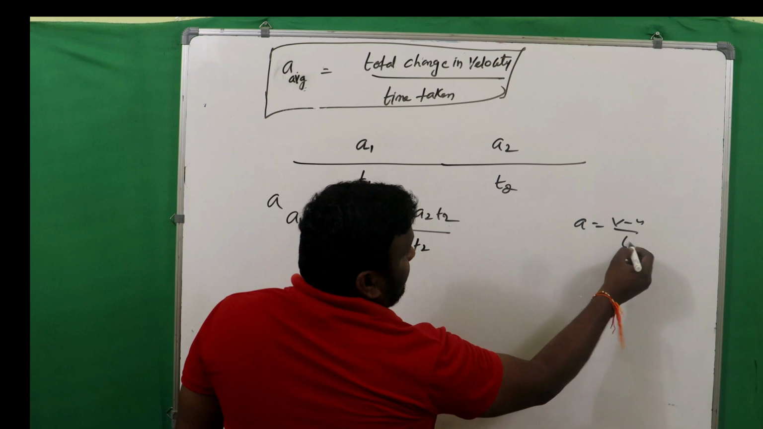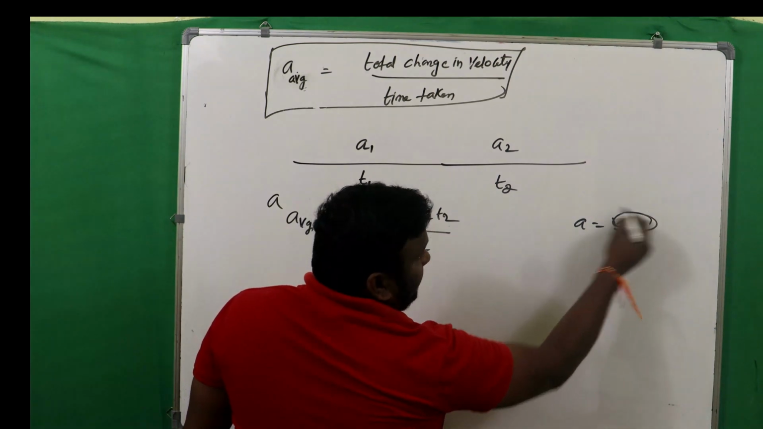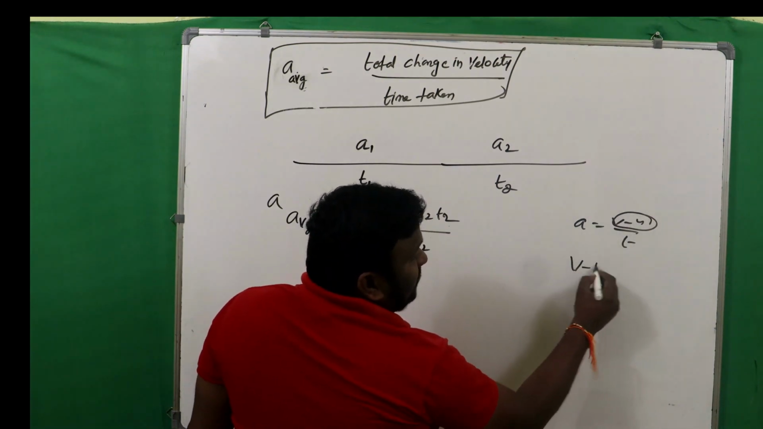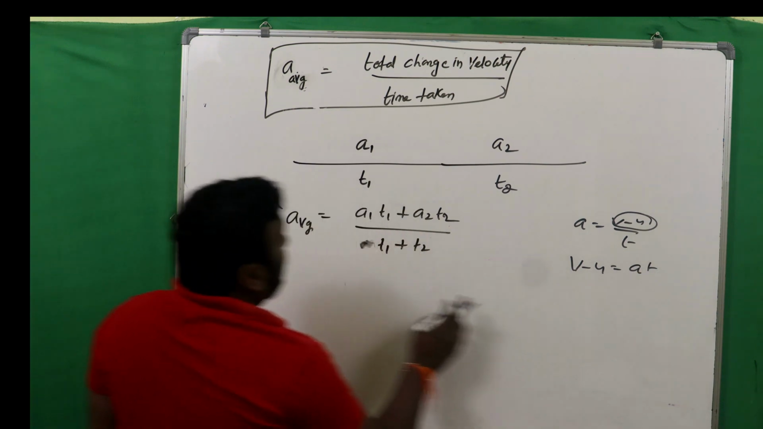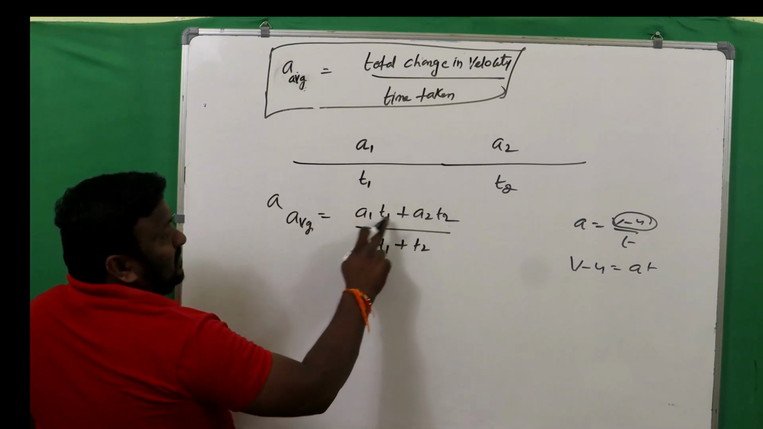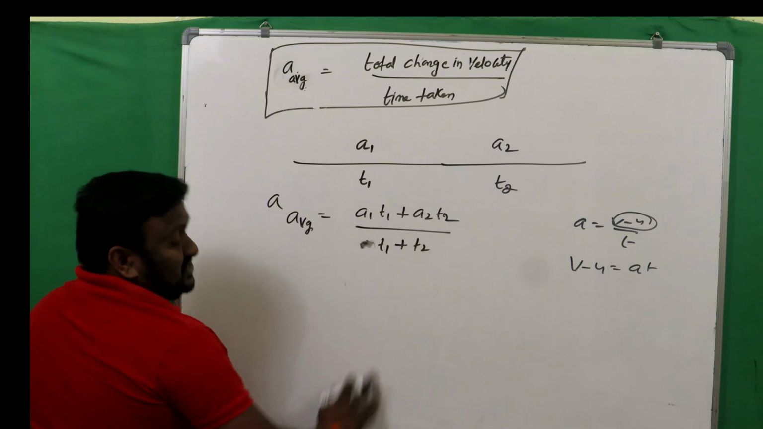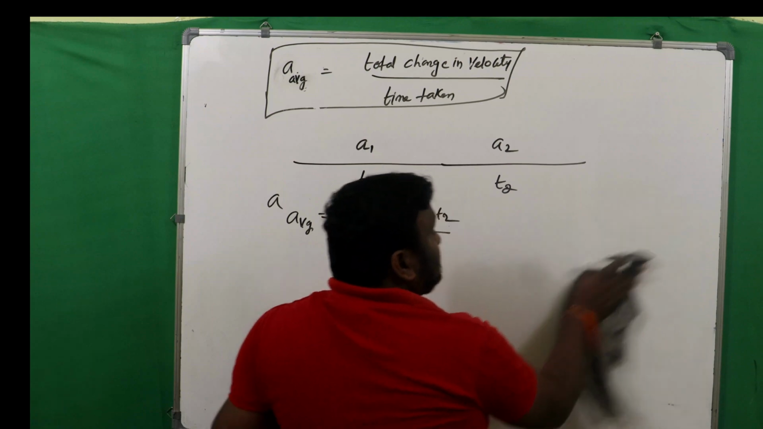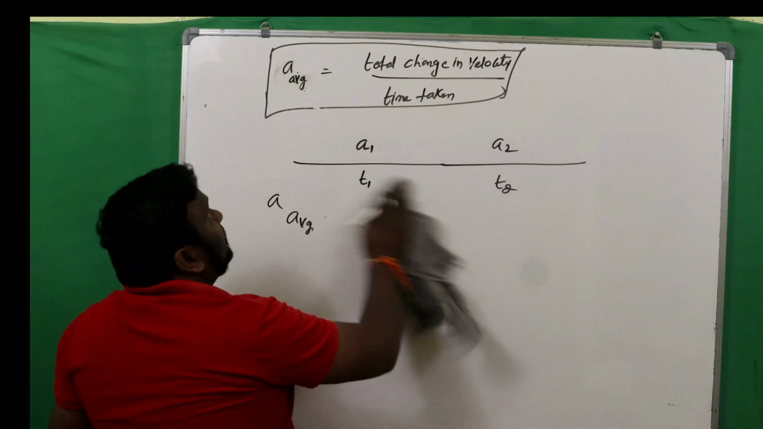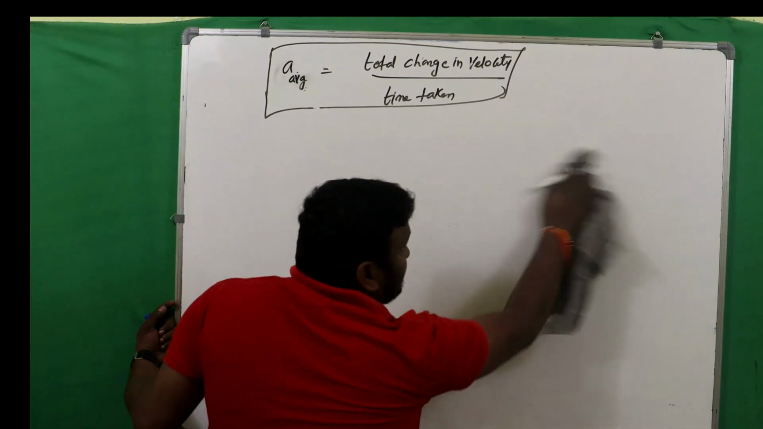So how can we write it? a is equal to (v minus u) by t. Then v minus u is nothing but the change in velocity, and that is a1 t1 plus a2 t2, so we can write (a1 t1 plus a2 t2) by (t1 plus t2). This is the formula you use when the acceleration changes with time. So this is simply about average acceleration.